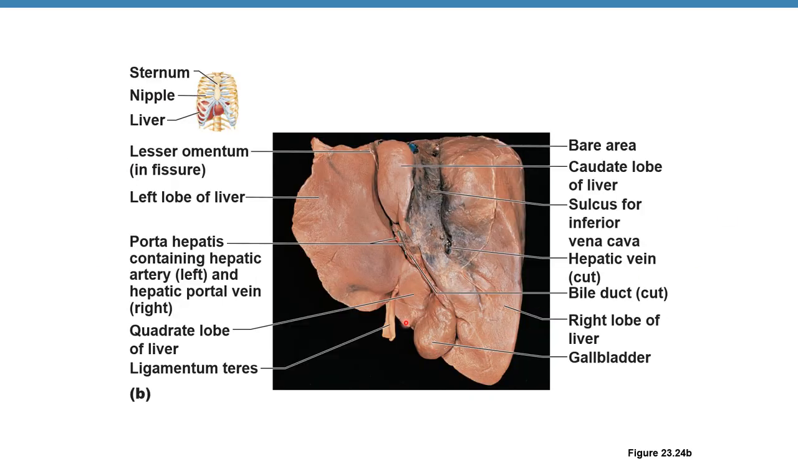Right, so here you can see part of this round ligament, or ligamentum teres. And this is the visceral part of the liver. And this is our caudate lobe over here. And this is the quadrate lobe. And where we have this quadrate lobe, right there we have the gallbladder.